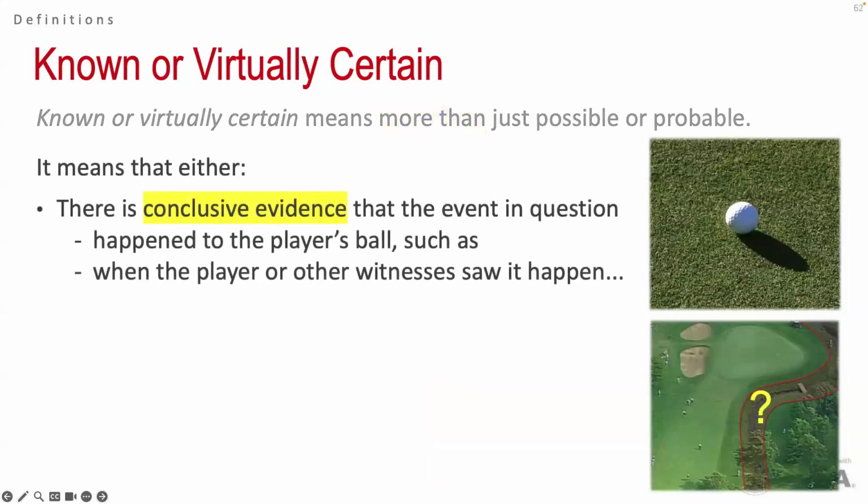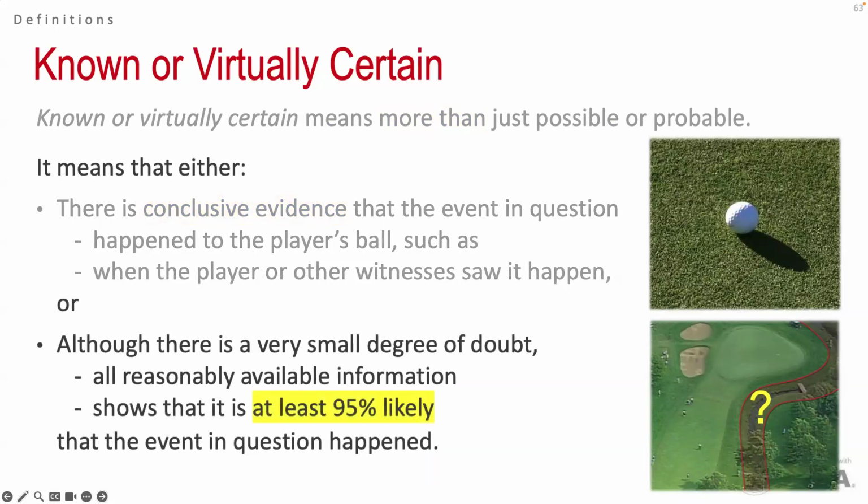It means either there's conclusive evidence that the event in question happened to the player's ball, maybe a player or witness saw it happen, or although there's a very small degree of doubt, all reasonably available information shows that it is at least 95% likely that the event in question happened. So if you're out there and you're like, yeah, I don't know, maybe, and there's still quite a bit of doubt in your mind, then we're not going to be able to apply this known or virtually certain standard.